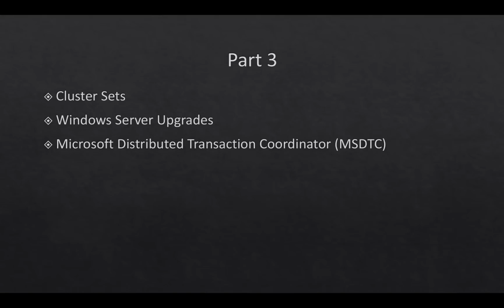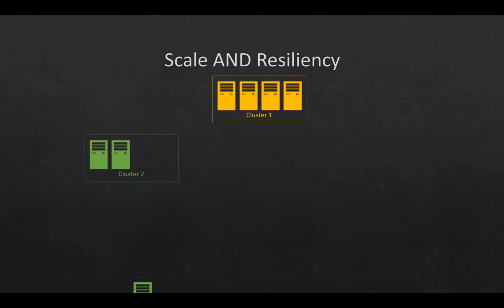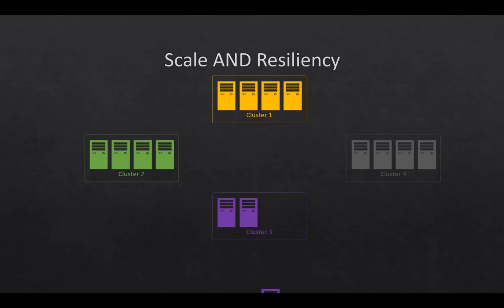In part 3, I want to talk about cluster sets, what it is, what it does, Windows Server upgrades, and MSDTC. So, we want to talk about scale and resiliency. All of our telemetry shows 4 nodes or 2 nodes are the majority of the installations when it comes to storage spaces direct. 4 nodes is higher than 2, so I'll talk about this instance in 4.